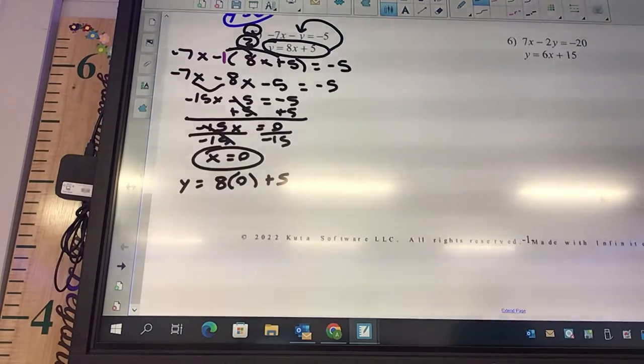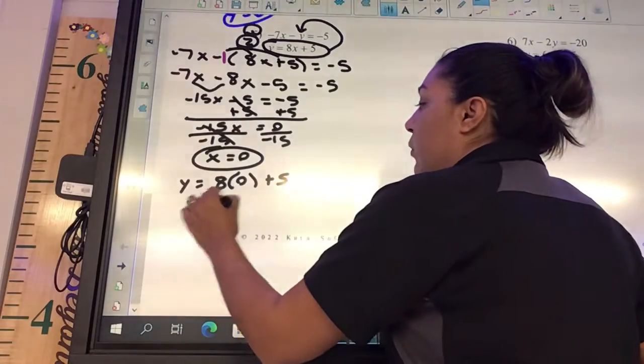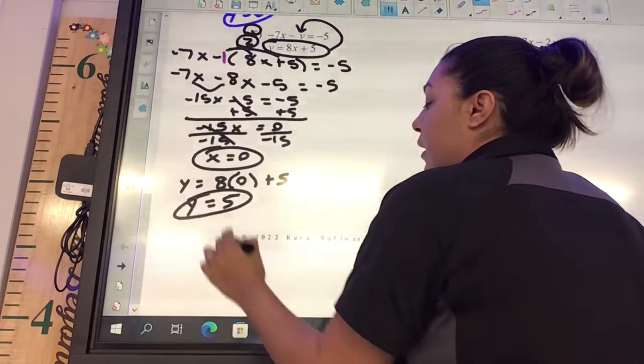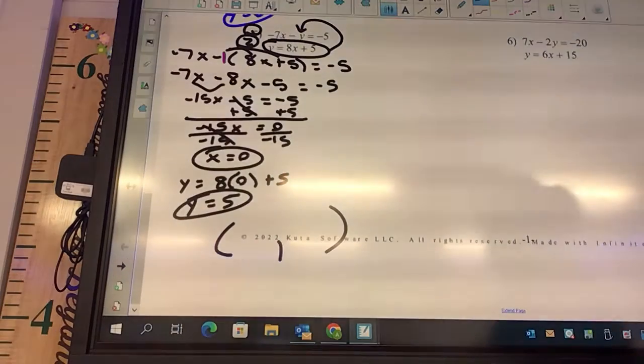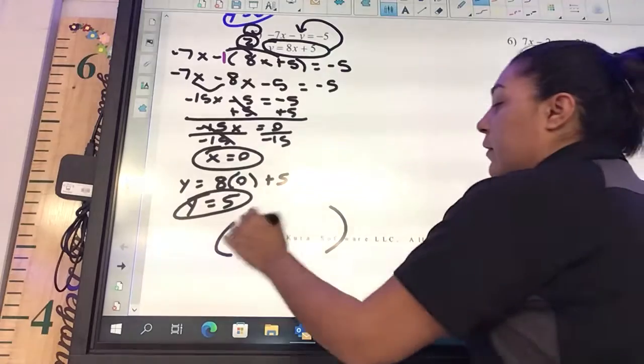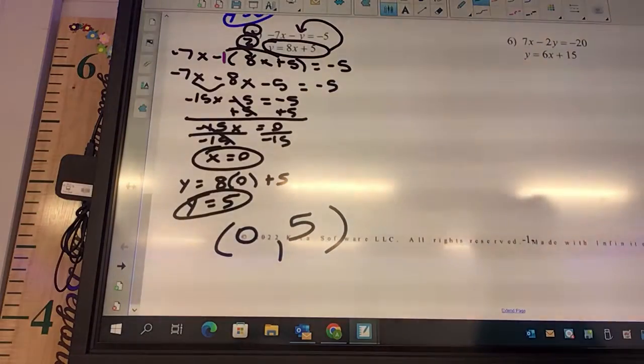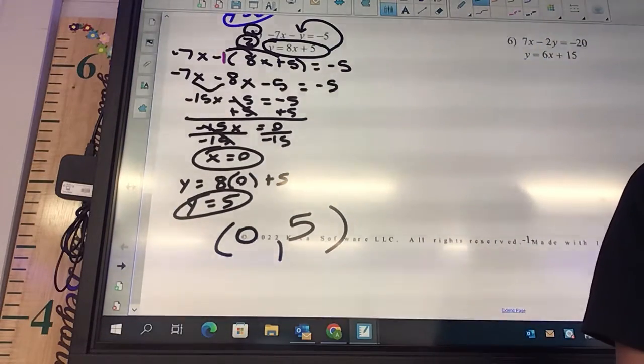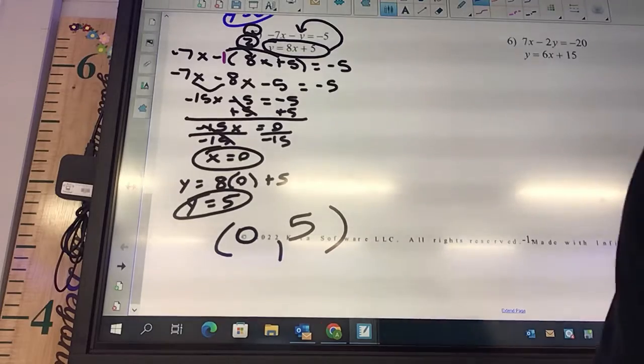What is it going to be? 5. So y equals 5. What's my coordinate going to be? 0, 5. Okay, same thing. Are those under 10? Yeah, they should be. Okay.